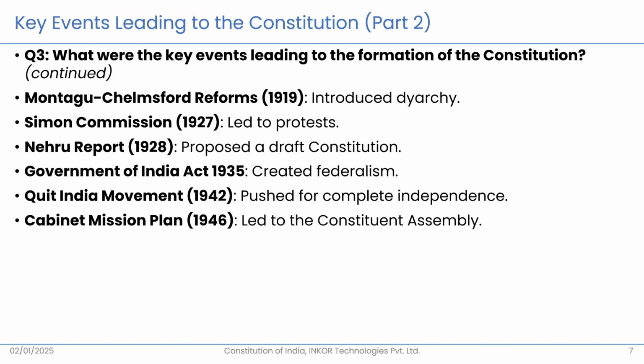In 1919, the Montagu-Chelmsford reforms introduced a dual system of governance known as Dyarchy. However, British dominance continued, leading to widespread protests. The Simon Commission of 1927, which had no Indian members, was met with strong opposition. In response, the Nehru Report of 1928 was India's first attempt to draft a constitution. Later, the Government of India Act 1935 introduced a federal system, but India still lacked full independence. The Quit India movement of 1942 demanded complete self-rule. And finally, the Cabinet Mission Plan of 1946 allowed the formation of the Constituent Assembly, which drafted the Indian Constitution.